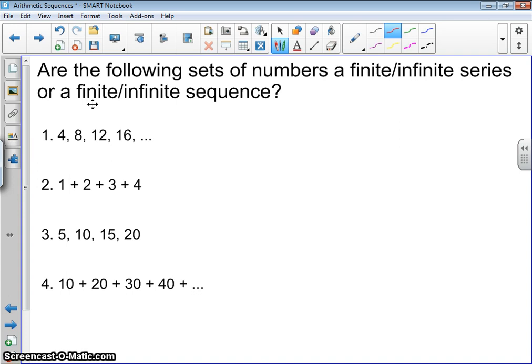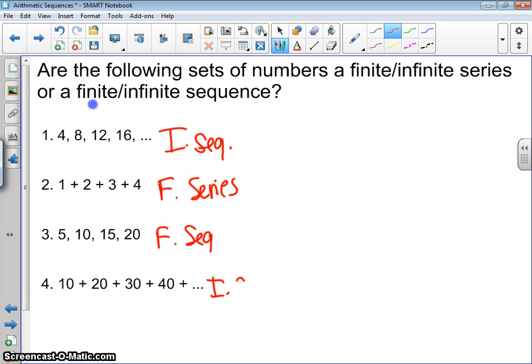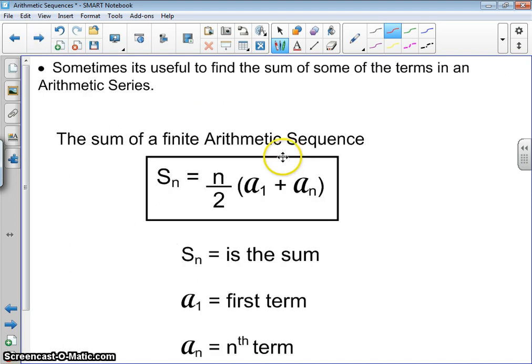Basically this is just telling whether these are infinite or finite sequences or series. This first one is going to be infinite, and this is going to be a sequence. I'm just going to abbreviate: I for infinite, F for finite, and then sequence or series. This is going to be a finite series because I've got pluses. This is going to be a finite sequence because I've got commas, and then this would be an infinite series.